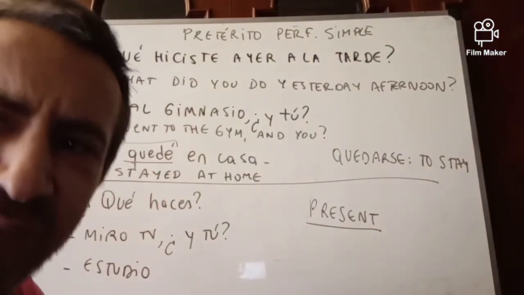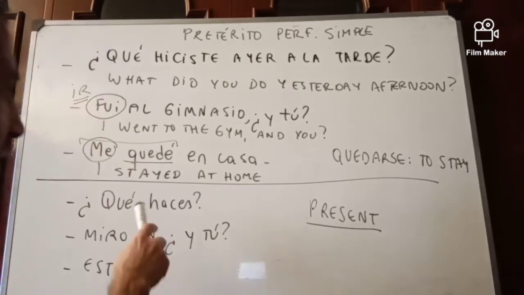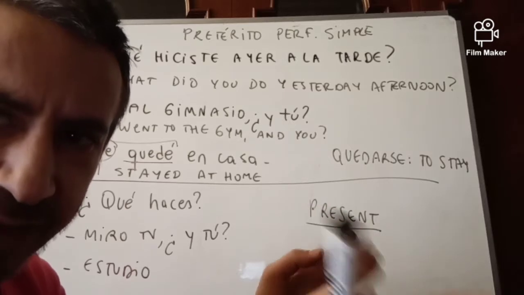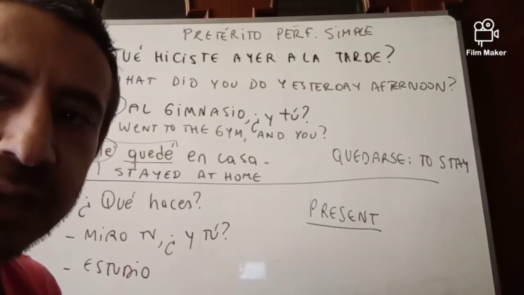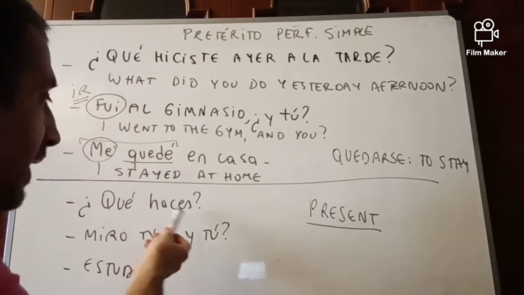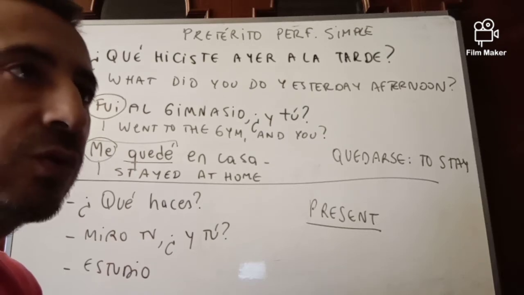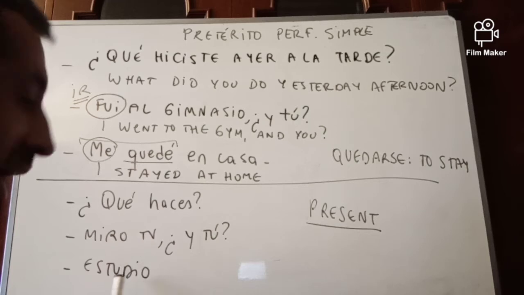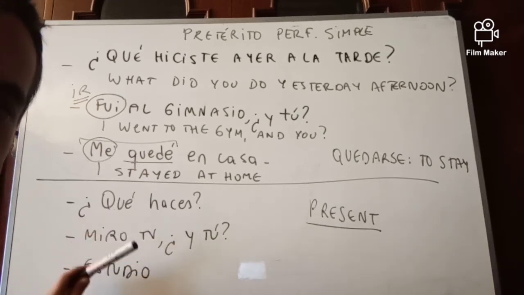But in Spanish, it's very, very common that we say both. ¿Qué haces? Or ¿qué estás haciendo ahora? The ahora, the now, we rarely say now because it's implied. ¿Qué estás haciendo? Or what are you doing? Or ¿qué haces? We translate it into English too as what are you doing now? I'm watching TV, and you? I'm studying. This would be the translation of this from Spanish into English.